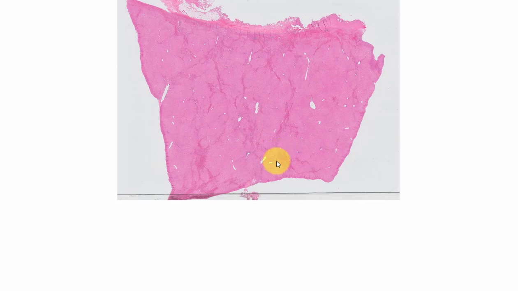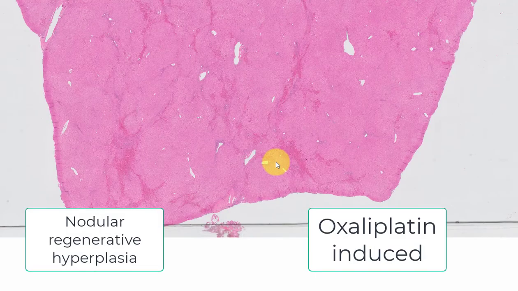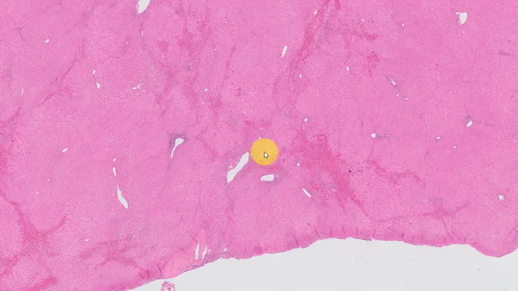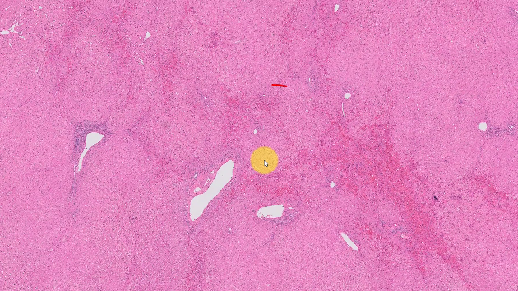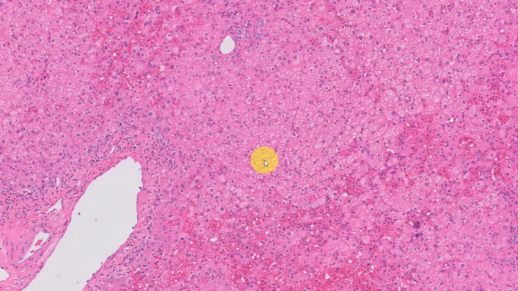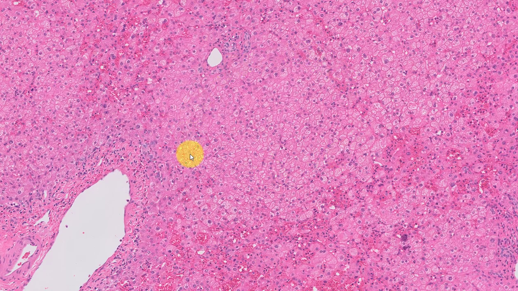So this is indeed nodular regenerative hyperplasia. The nodularity is fairly obvious even under very low power, which isn't always the case on an H&E. Often you require a reticulin stain to uncover these nodules. So here they are. Here are the nodules.